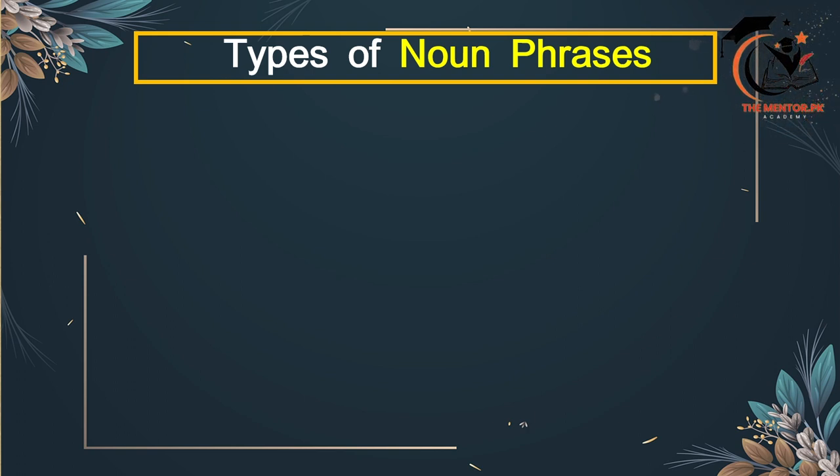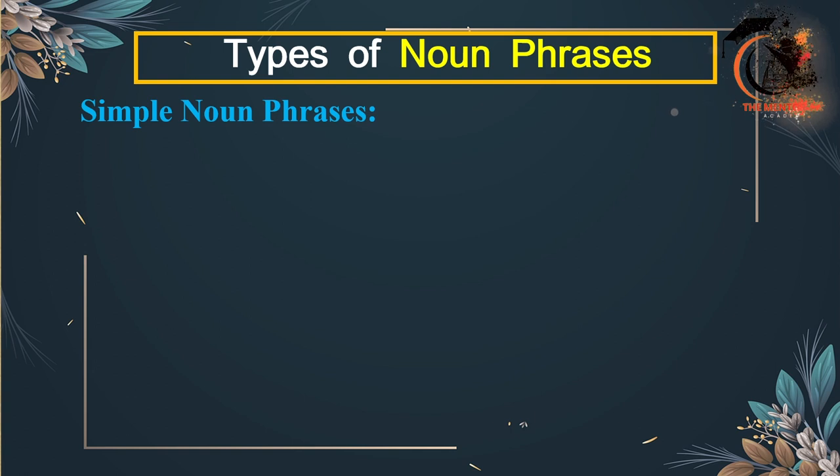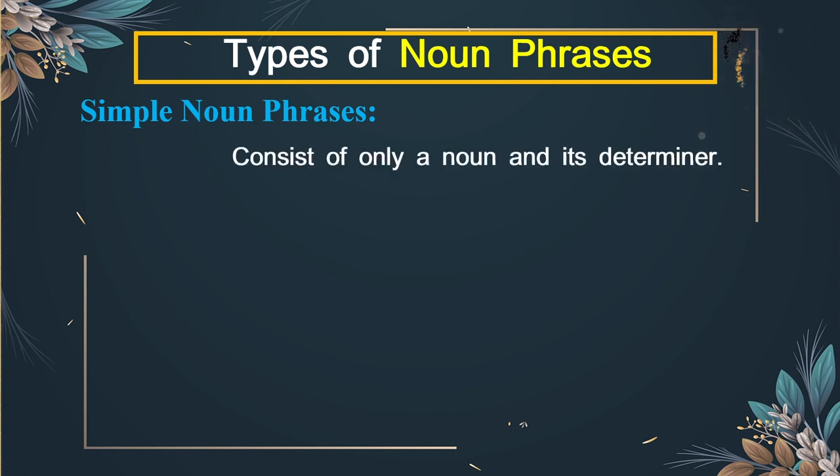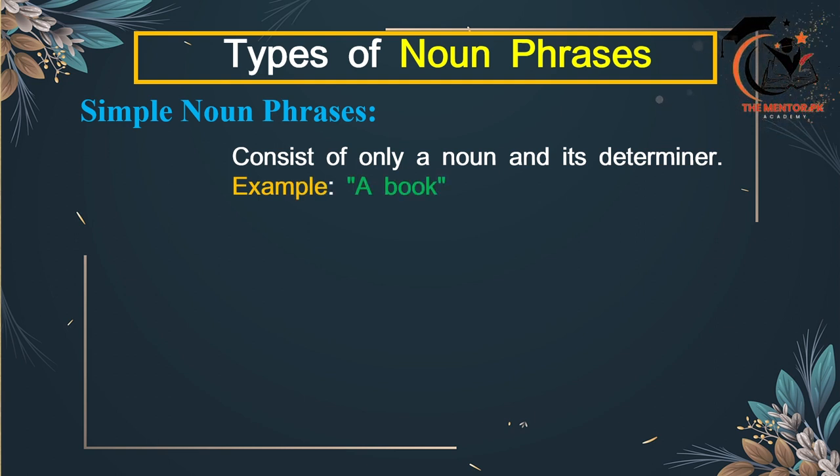Types of a noun phrase. Simple noun phrase. It consists of only a noun and its determiner. For example, a book. In this case, a is a determiner and book is a noun.